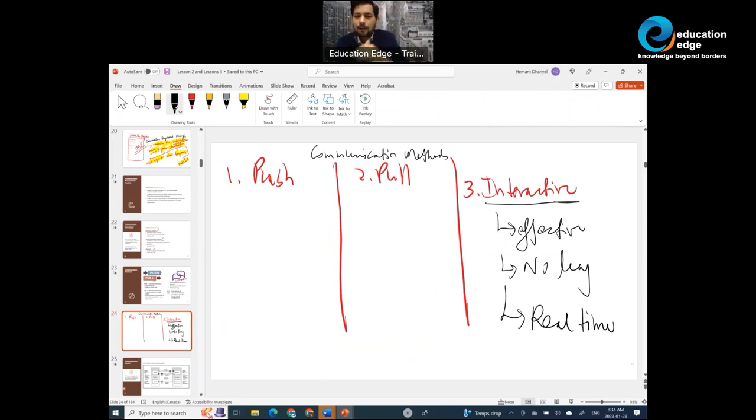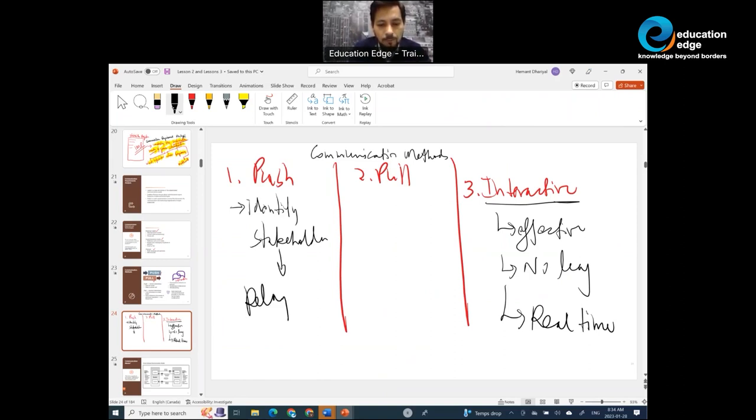But so interactive, in the exam you may find some questions on the pull method and push method. What is the push method? Push method is a method where you identify certain stakeholders, and then relay information to these identified stakeholders.